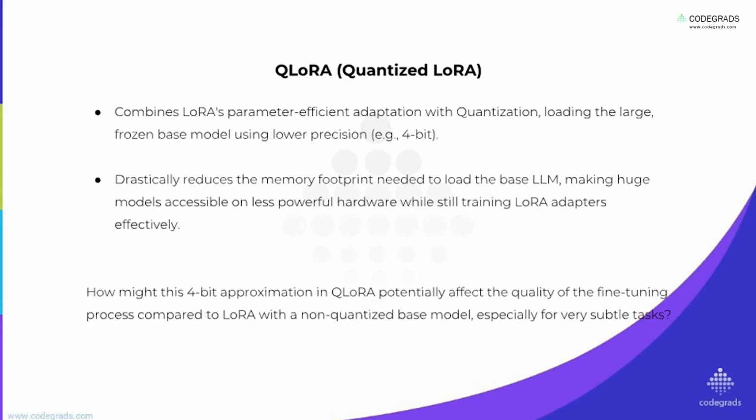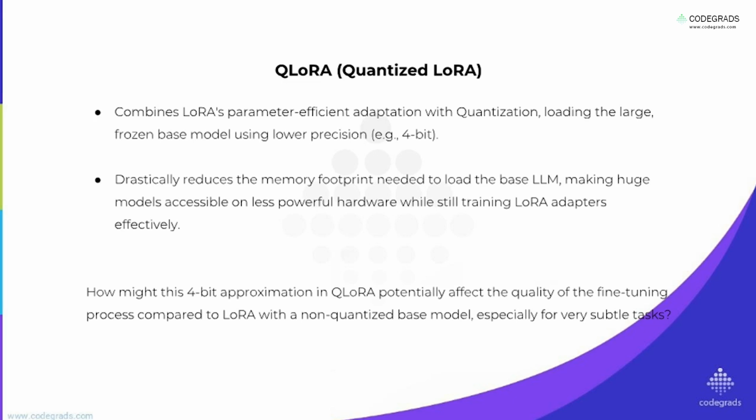How can we push efficiency even further, especially with massive models? Enter QLoRA. QLoRA combines the parameter efficiency of LoRA with a technique called quantization. Essentially, it loads the large, frozen base model using lower precision numbers, for example, 4-bit instead of the usual 16-bit or 32-bit. This drastically reduces the memory footprint needed to just load the base LLM, making huge models accessible even on less powerful hardware, while still allowing us to train those LoRA adapters effectively.